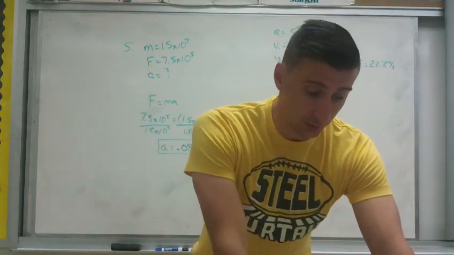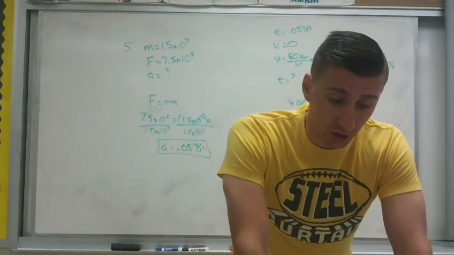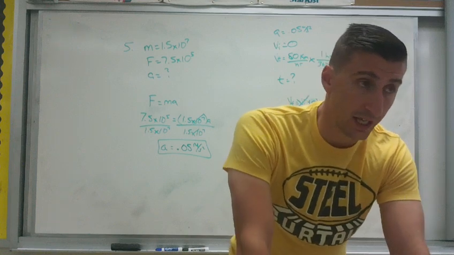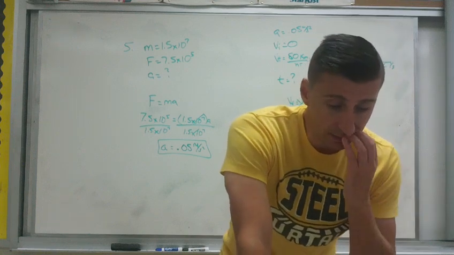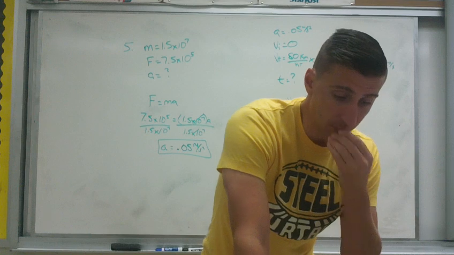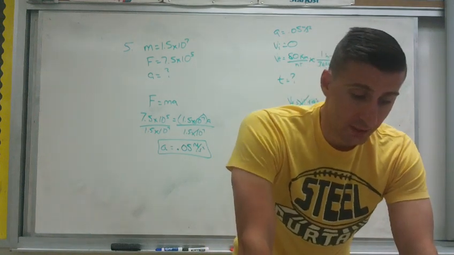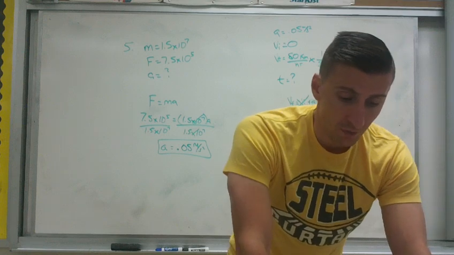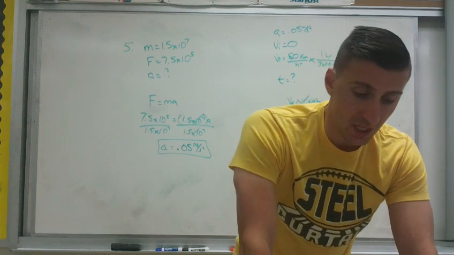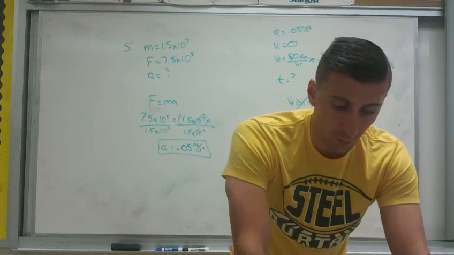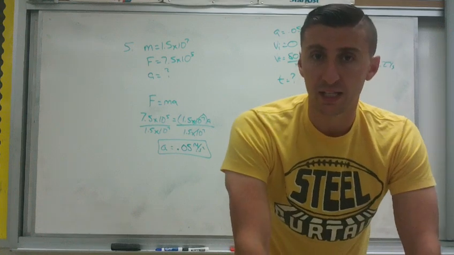Number 6. A performer in a circus is fired from a cannon as a human cannonball and leaves the cannon with a speed of 18 meters per second. The performer's mass is 80 kilograms. The cannon barrel is 9.2 meters long. Find the average net force exerted on the performer while he's being accelerated inside the cannon.